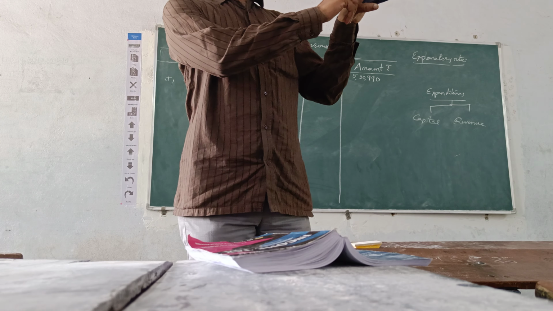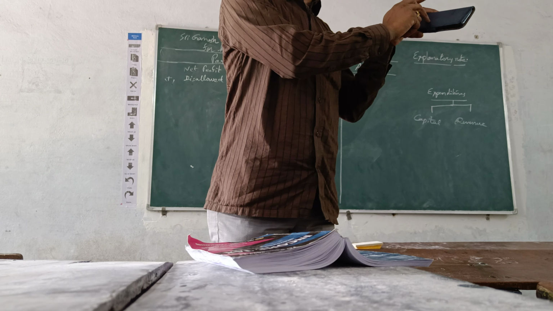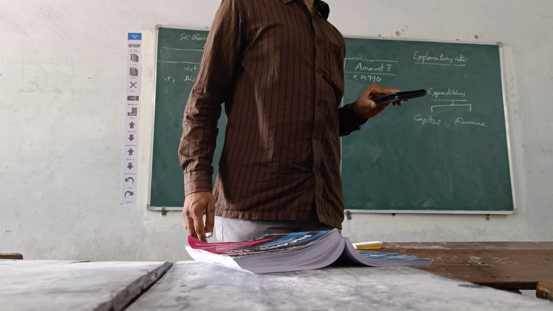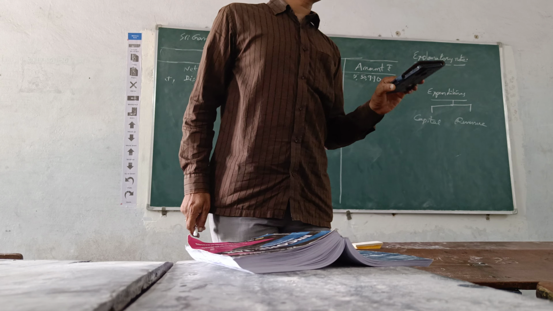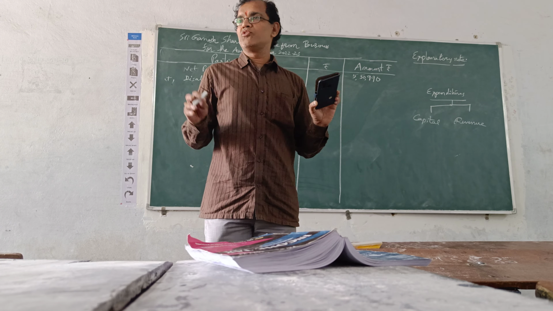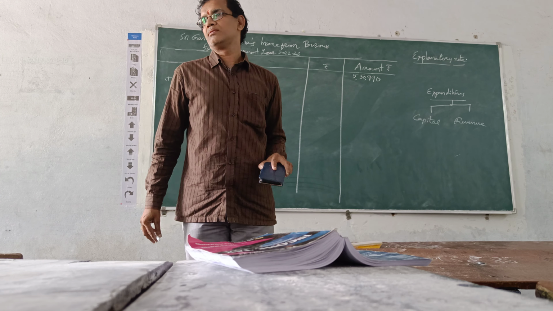But this cell phone I purchased with 17,000 rupees. For 2-3 years I will use it. That is capital expenditure. Did you understand the difference? Capital expenditure is useful for the organization for several years. Revenue expenditure is useful only one time. In 1 year it will be completed. It will be finished. Okay?